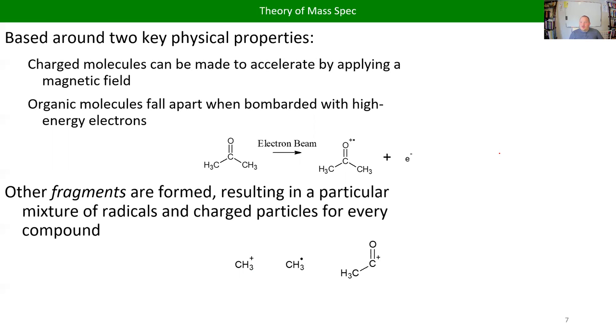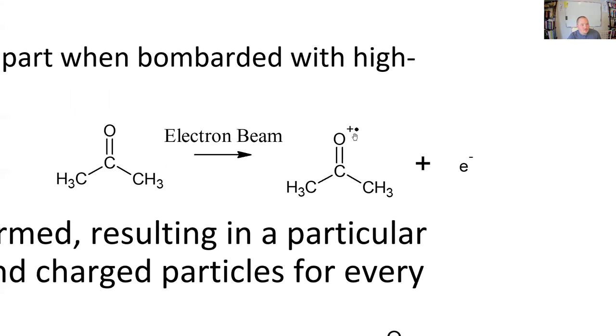And when you do that, you wind up making something that's now pretty unstable. For instance, if we started with acetone over here on the left and fire an electron beam at it, we knock away one of the electrons. Lone pairs are not as localized, so lone pairs tend to get hit first. You knock off an electron, and you're left with a molecule that has a positive charge all of a sudden, and it's a free radical, so it's pretty unstable.